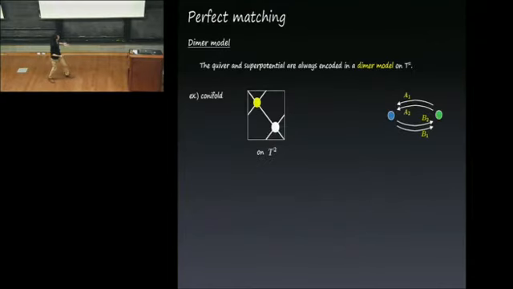So let me talk about what the perfect matching is. The perfect matching is a mathematical object defined in the dimer model, and the dimer model is a kind of statistical mechanical model associated to this quiver diagram. This is an example of the conifold. We have a quiver diagram on one hand, and for now, let me again ignore the white node. So this is a quiver diagram for the conifold.